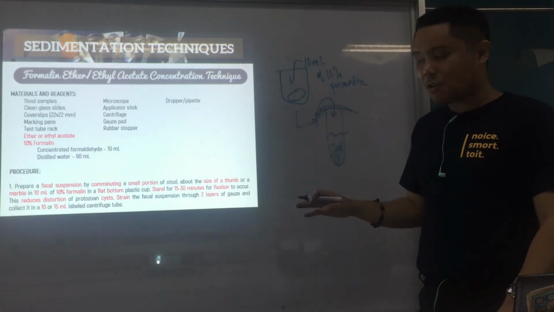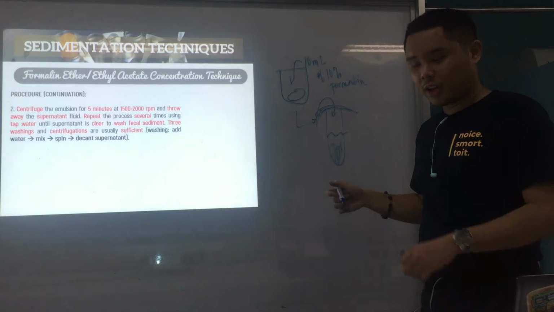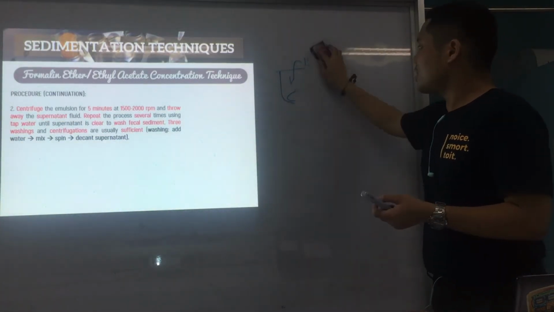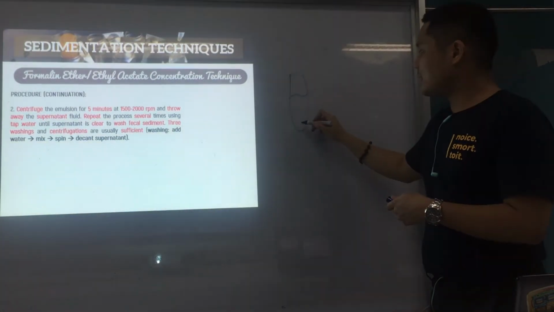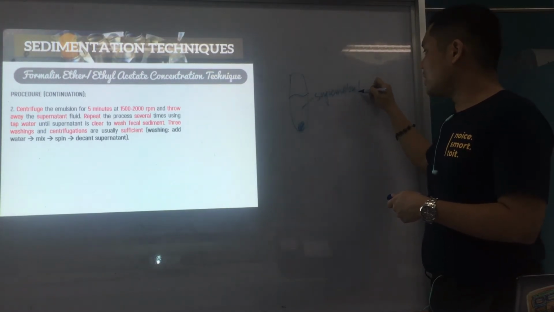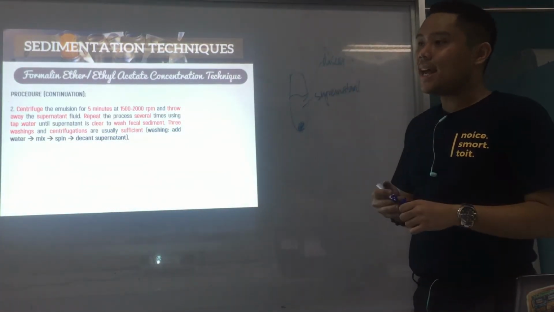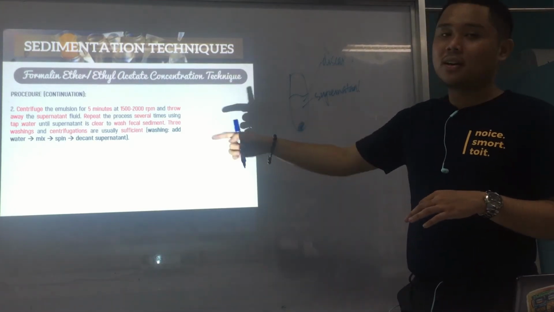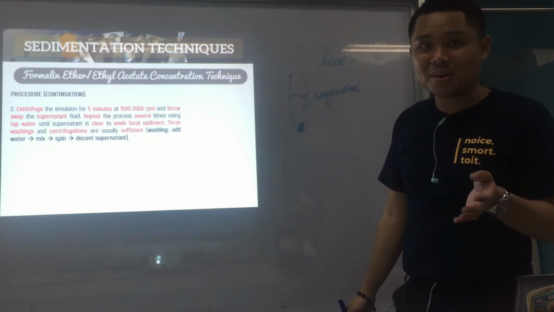Okay? So the next thing that we do is we centrifuge this emulsion. Centrifuge the formalin with the stool. So we centrifuge. And again, after centrifugation, you then get a sediment and the supernatant. Now, what we do is we discard the supernatant. And then the next thing that we do is we wash the sediment by adding now tap water. And how many times do we do that? 3 times for washing.